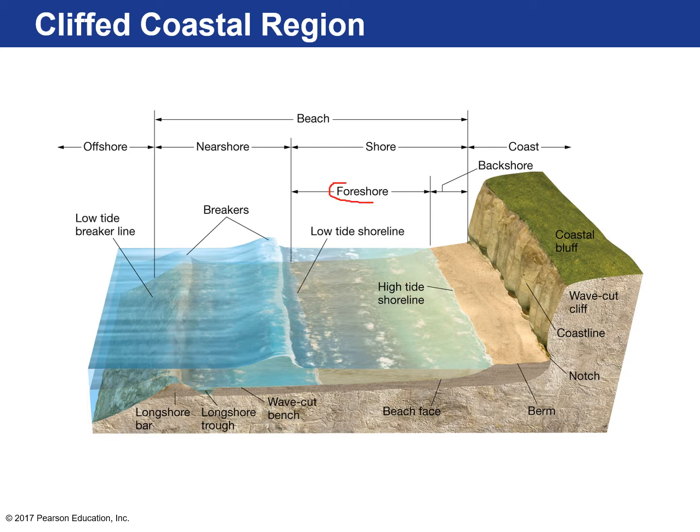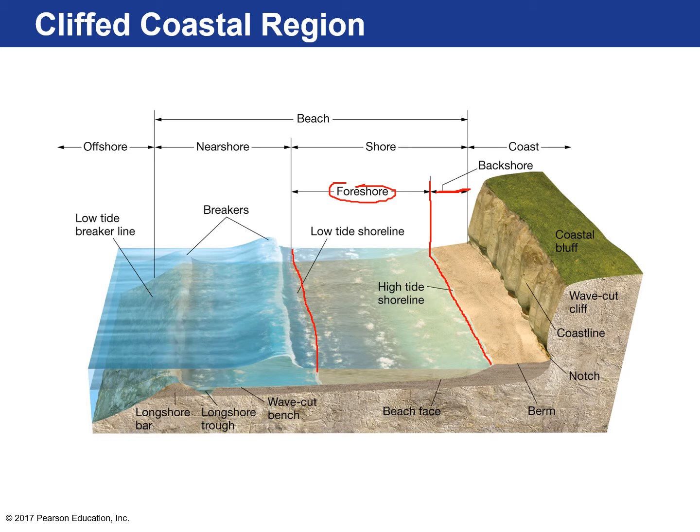But okay, so the shore is divided into the backshore and the foreshore. So here's the foreshore, and then here's the backshore. The shoreline migrates back and forth with the tide at the water's edge. So that's this right here. This would be the high tide mark, the high tide shoreline. And then during low tides, this would be the low tide shoreline over here.